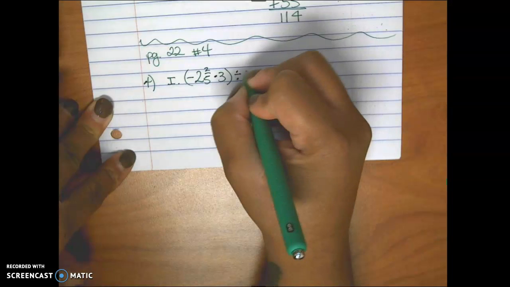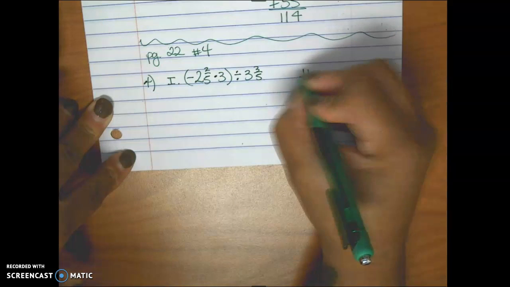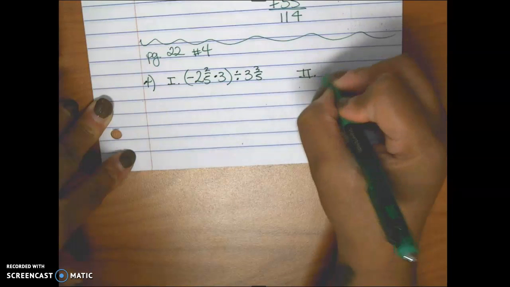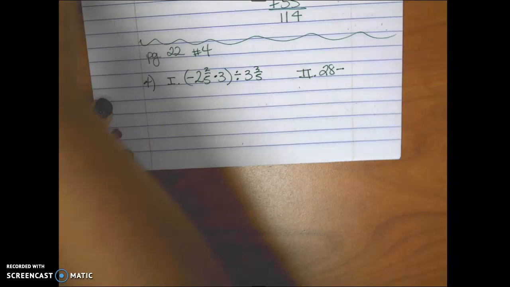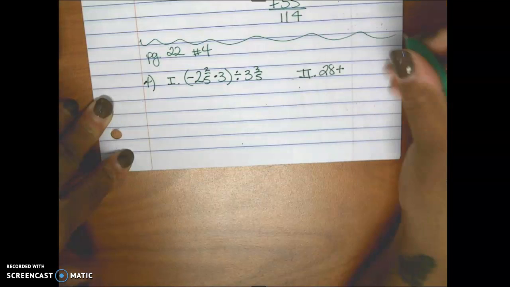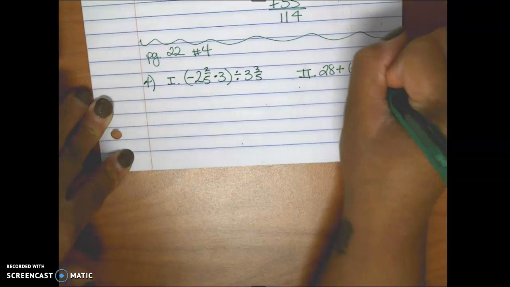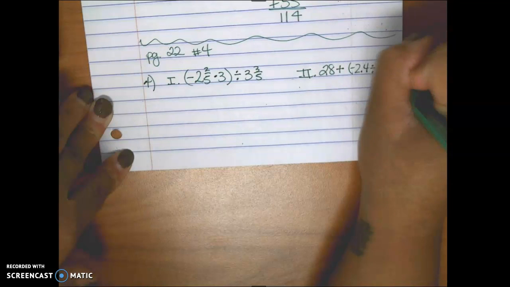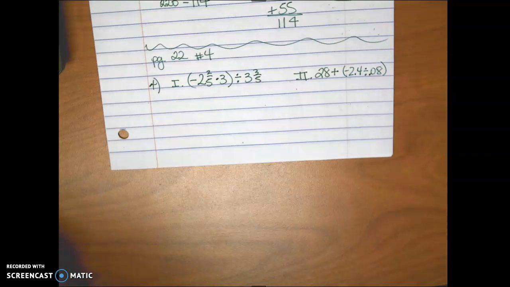divided by 3 and 3/5. And then Roman numeral 2 is 28. Is that a plus sign or a division sign? Plus. -2 and 4/10 divided by 800. All right, I'm going to work this out, and I probably won't have room, so I'm going to have to go to the next part.